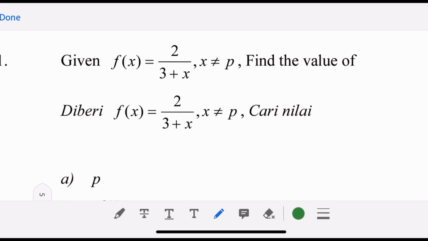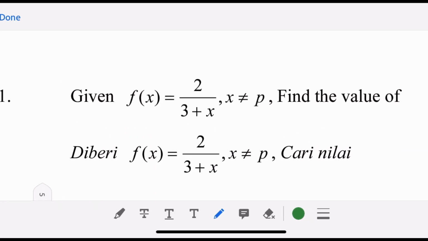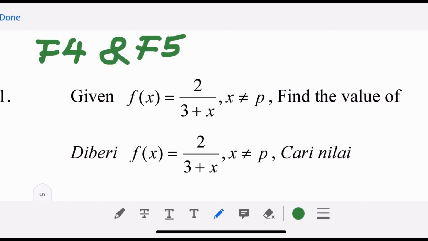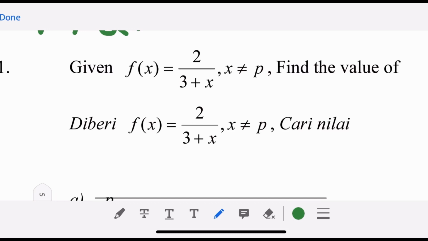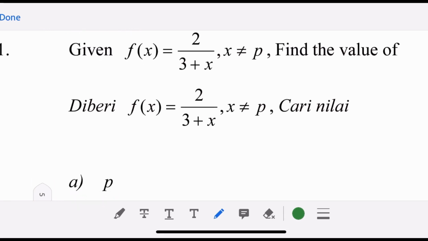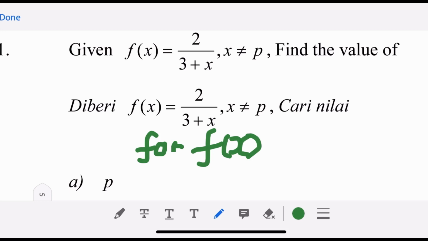You are given a function f(x) equal to 2 over 3 plus x. This is a Form 4 topic, right? Form 4 topic, functions. The question says x cannot be equal to p, where p is a constant. You are asked to find the value of p.